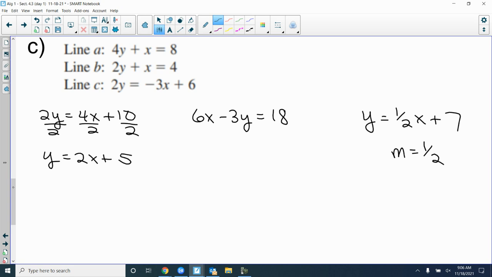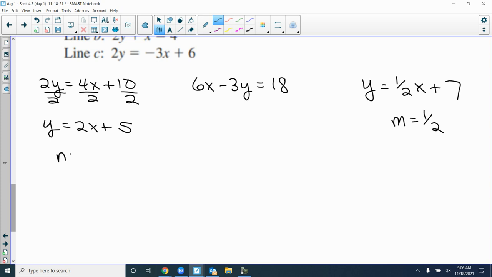Juan, what's the slope of that line? 2. Very good. Is it parallel to the last one? No. Okay, no. All right, now this is the middle one. It has a couple more steps. We just got to be careful. Zach, help lead me through it. Subtract 6x on both sides.